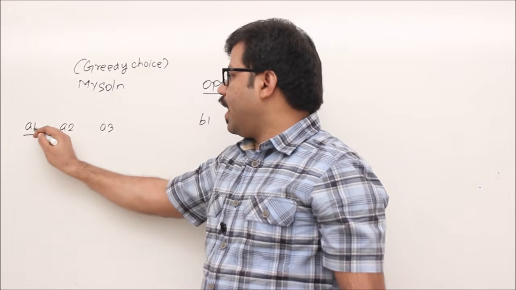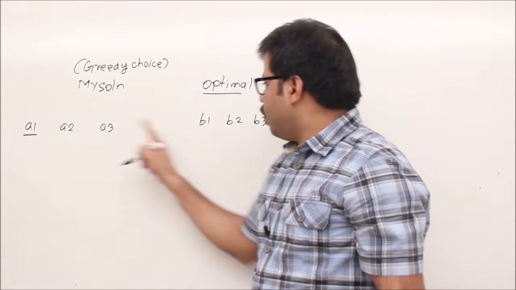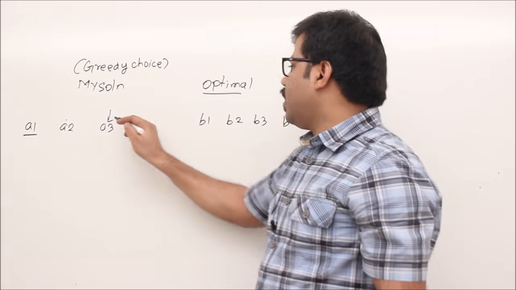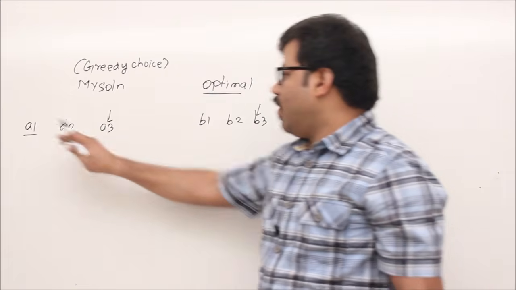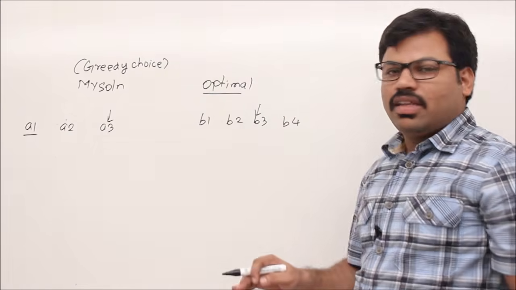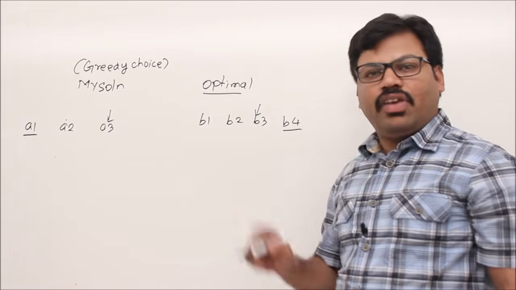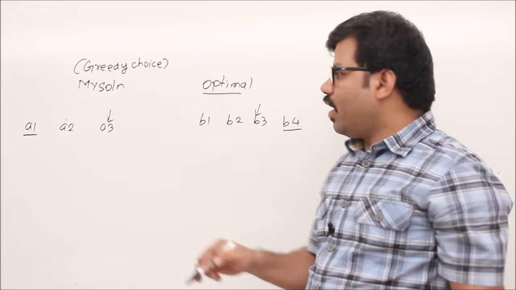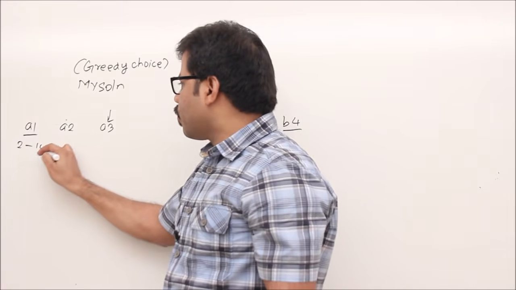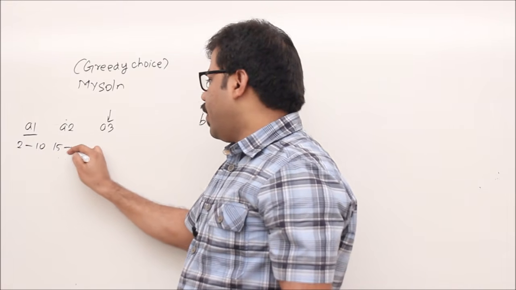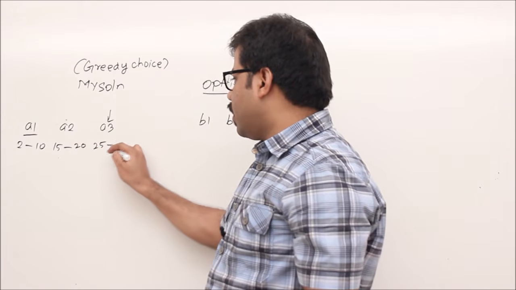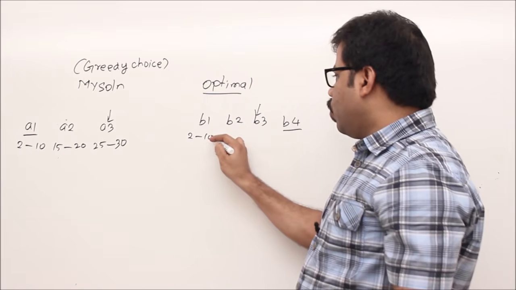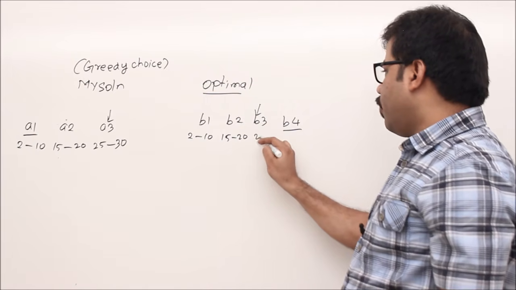First of all I compare a1 versus b1. If they are the same, then I compare a2 and b2. If they are the same, then I compare a3 and b3. If a1, a2, a3 equal b1, b2, b3, then he picked b4, right? If he can pick b4, then I also can pick one more candidate, isn't it? Why? For example, a1's activity is 2 to 10, a2's activity let's say 15 to 20, a3's activity something like 25 to 30. See, all are compatible. Since b1, b2, b3 equal a1, a2, a3, they will be 2 to 10, 15 to 20, 25 to 30.